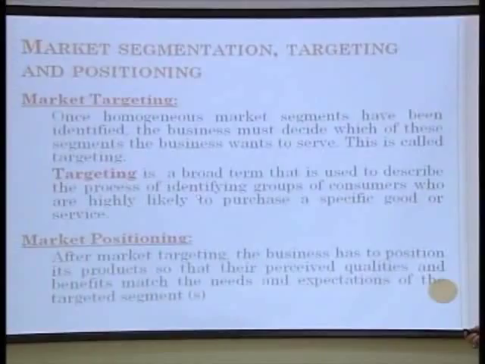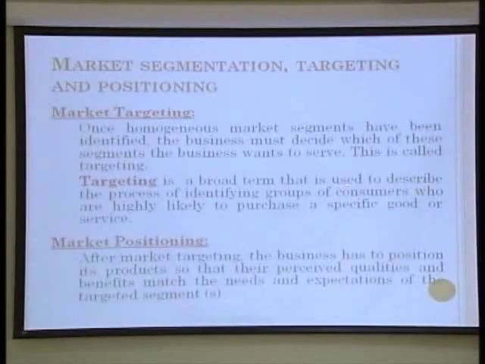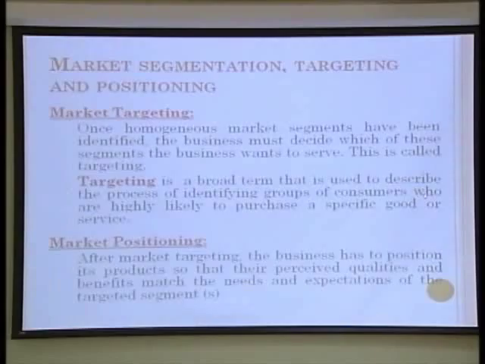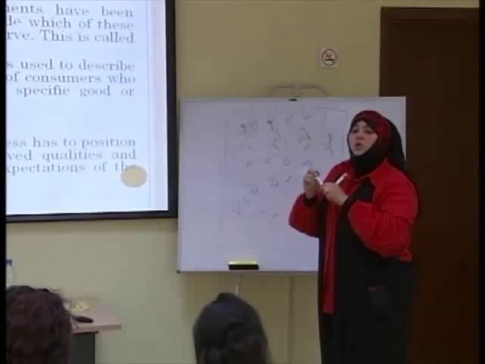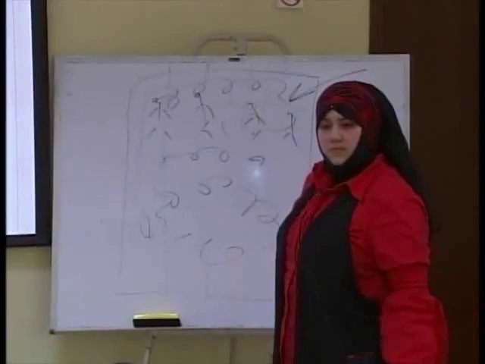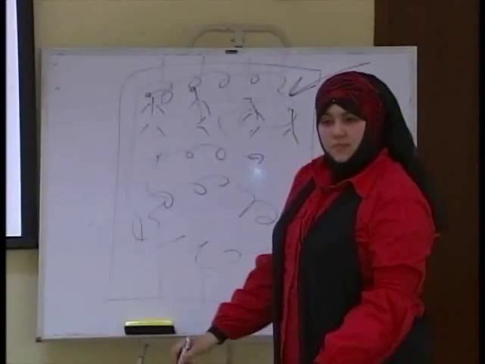Here is what we mean by targeting. Targeting is a broad term that is used to describe the process of identifying groups of consumers who are highly likely to purchase a specific good or service. Once homogeneous market segments have been identified, the business must decide which of these segments it wants to serve. So this is what we mean by targeting. Now we have these different segments here. Which one of these segments will you serve as a business?